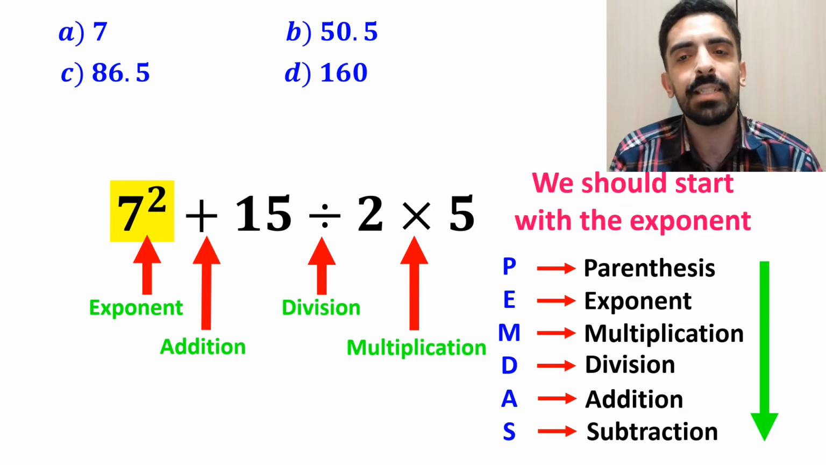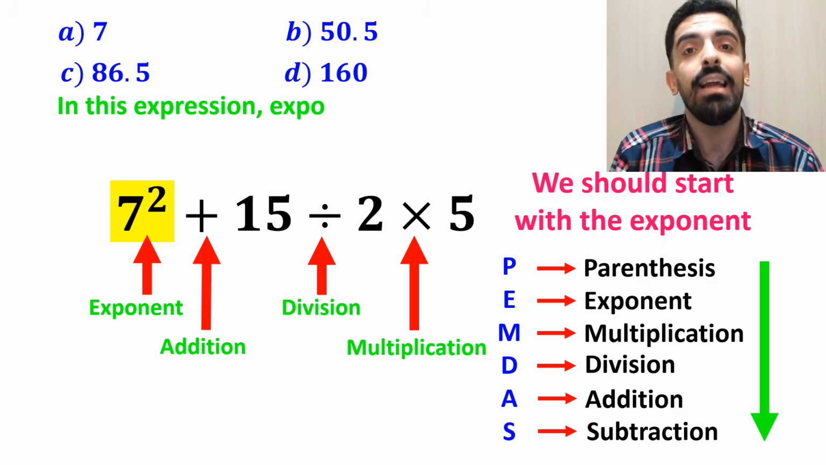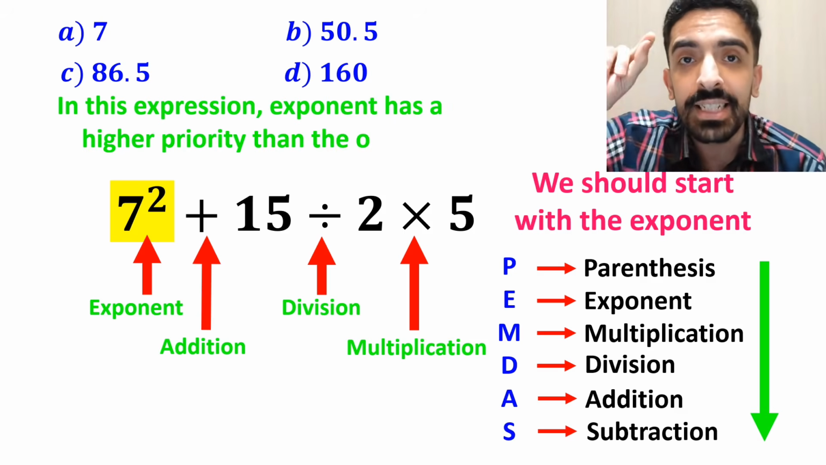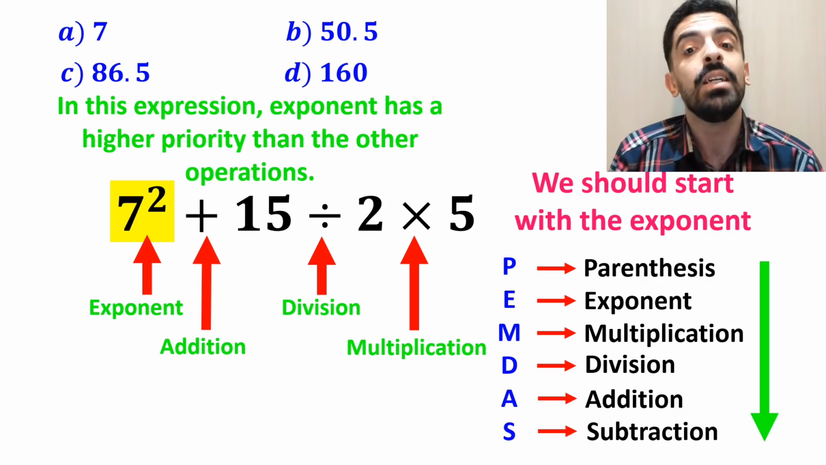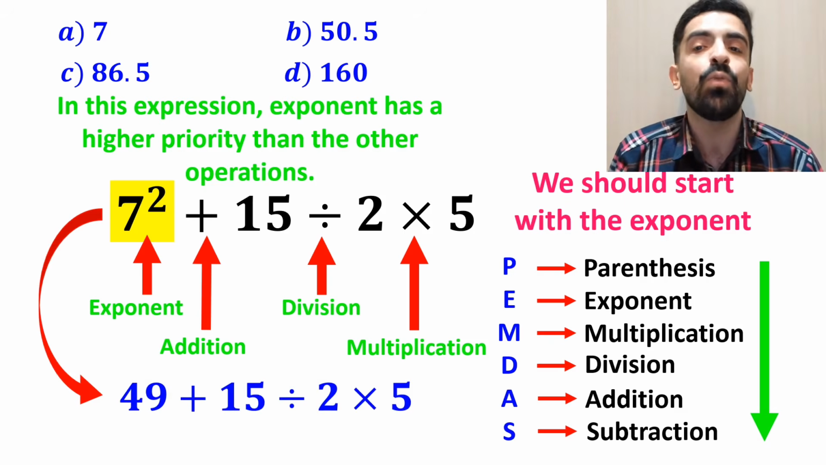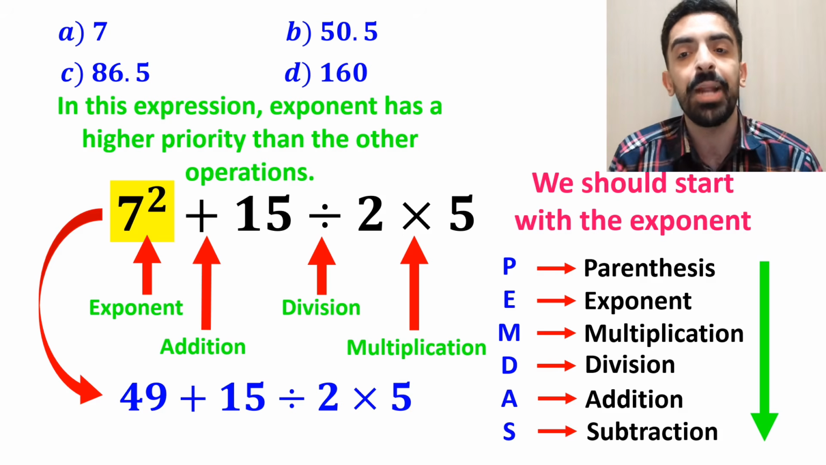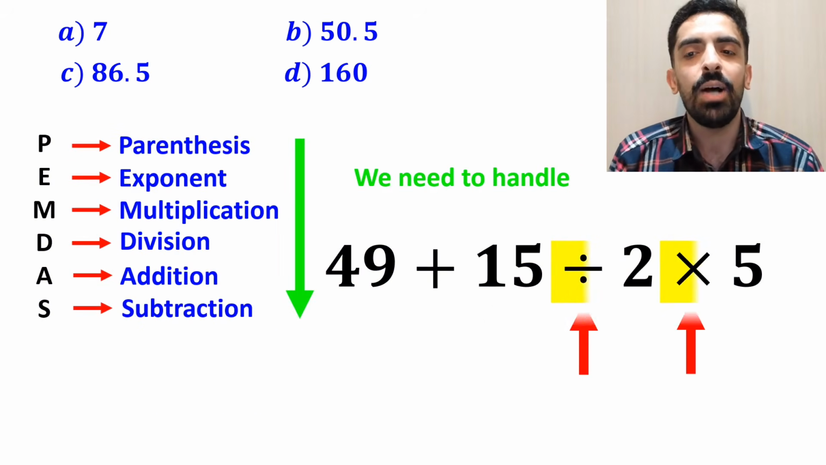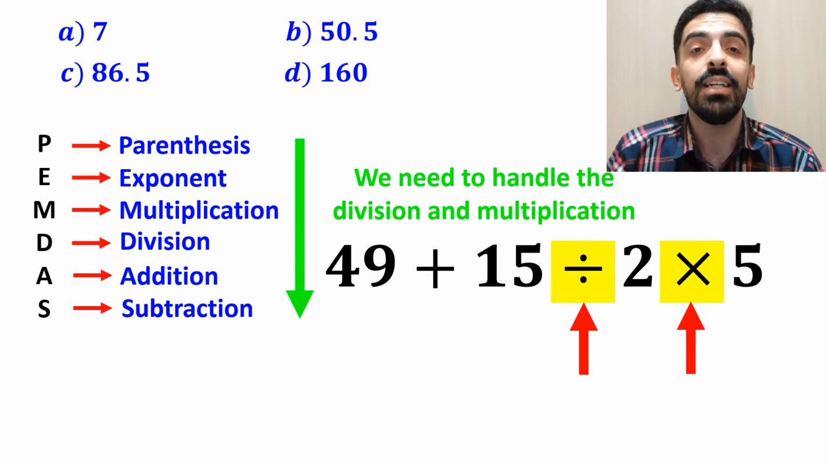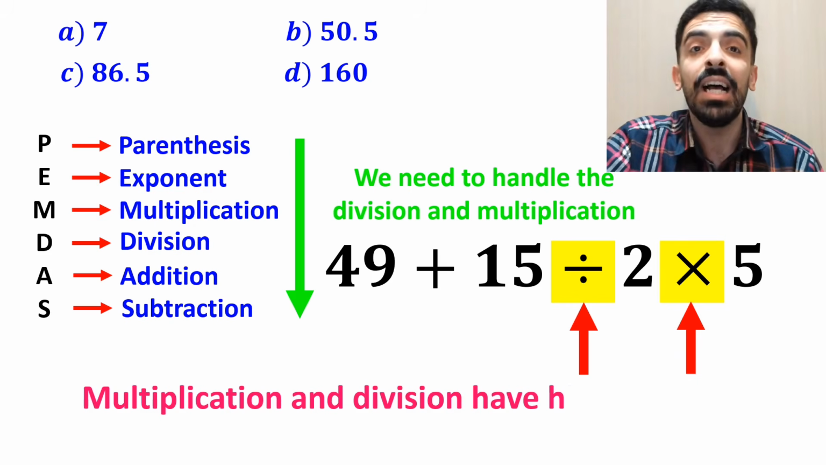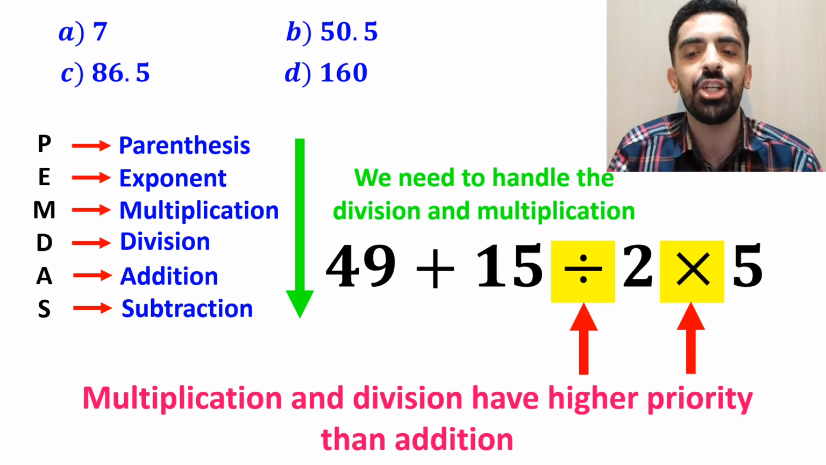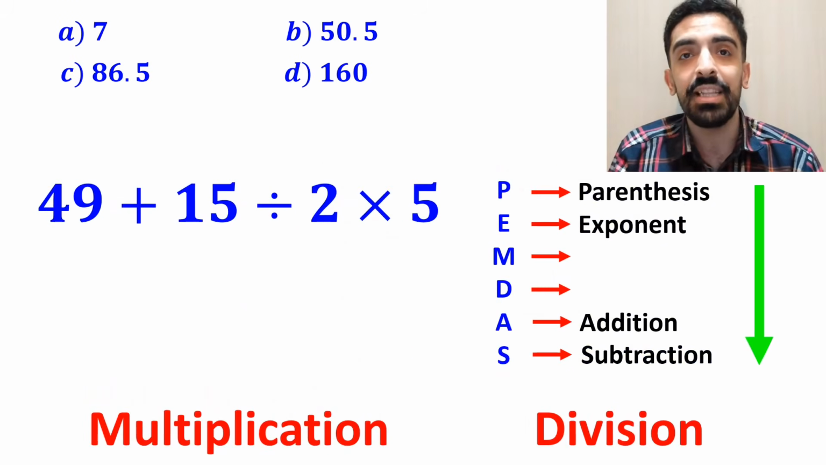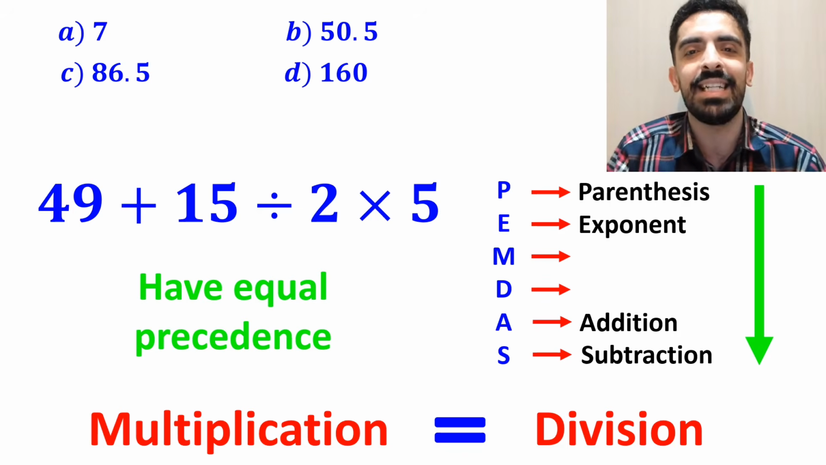We should start with the exponent, because in this expression, exponent has a higher priority than the other operations. So, this expression simplifies to 49 plus 15 divided by 2 multiplied by 5. And the next step, we need to handle the division and multiplication, since multiplication and division have higher priority than addition. However, it's very important to note that multiplication and division have equal precedence.